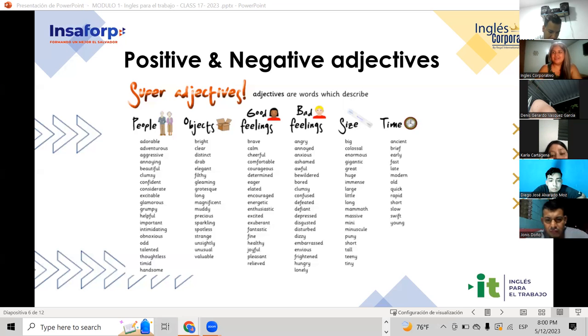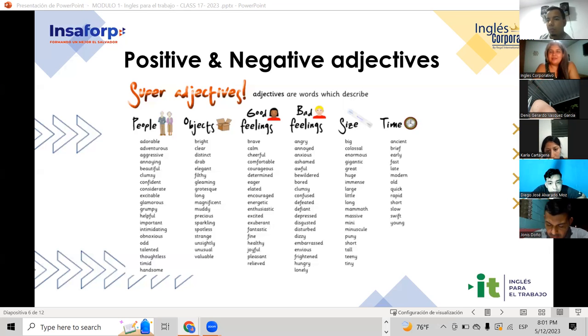Relieved. Es positive, yes. Es cuando usted está feliz, que usted esperaba que pasara algo malo, pero no pasó así. Usted está aliviado, okay? Okay, good. Now about bad feelings.